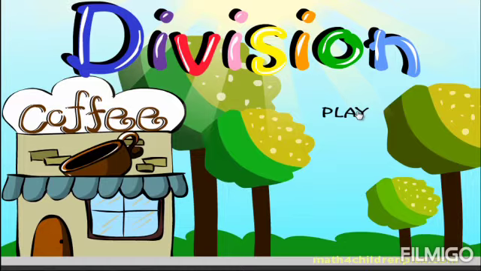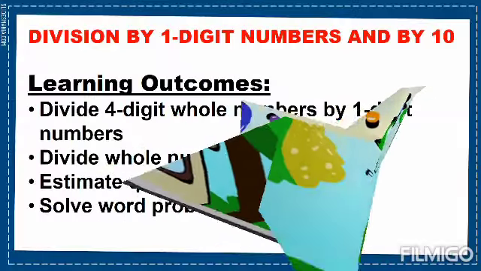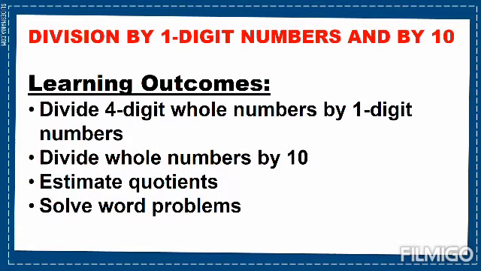So our lesson for today, class, will be all about division by one-digit numbers and by 10. Before we start our discussion, class, I will tell you first the learning outcomes of our lesson today. The first one here is students should know how to divide four-digit whole numbers by one-digit numbers. Students should also know how to divide whole numbers by 10. And students should know also how to estimate quotients and solve word problems.